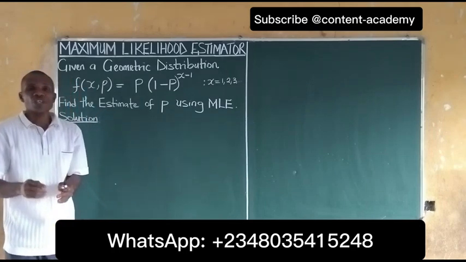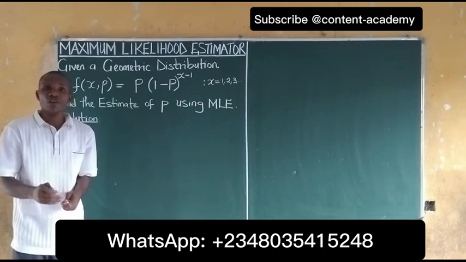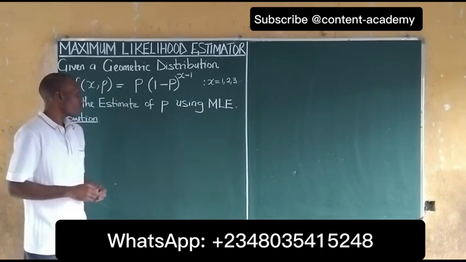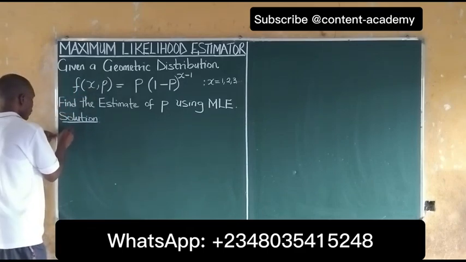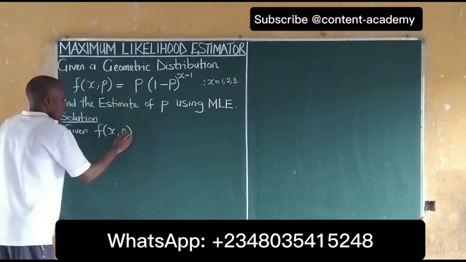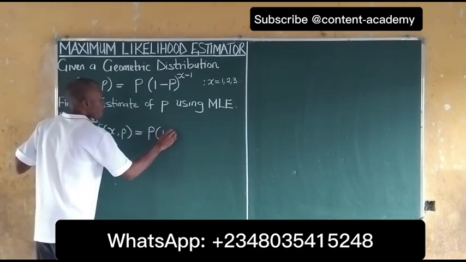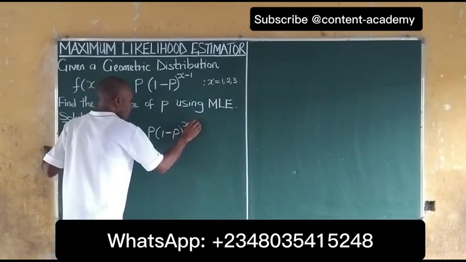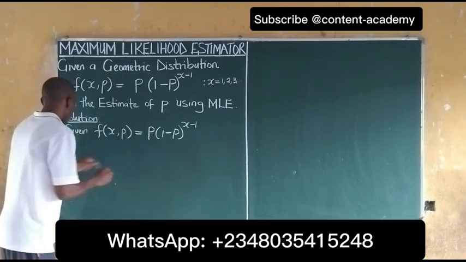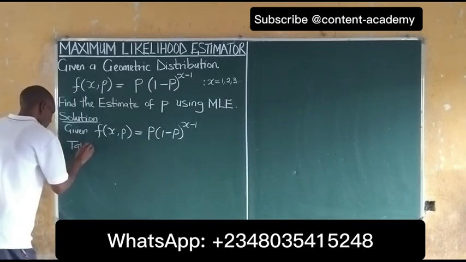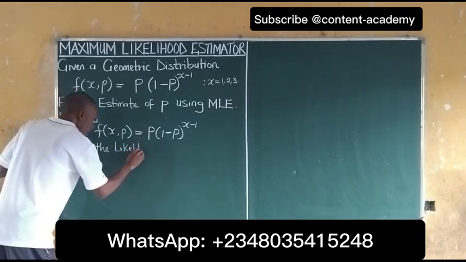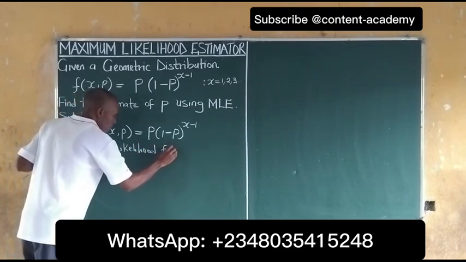The first thing to do, if we are to find the maximum likelihood estimator for any distribution, is to take the likelihood of that distribution. So, given the geometric distribution, the first thing to do is to take the likelihood function of this.